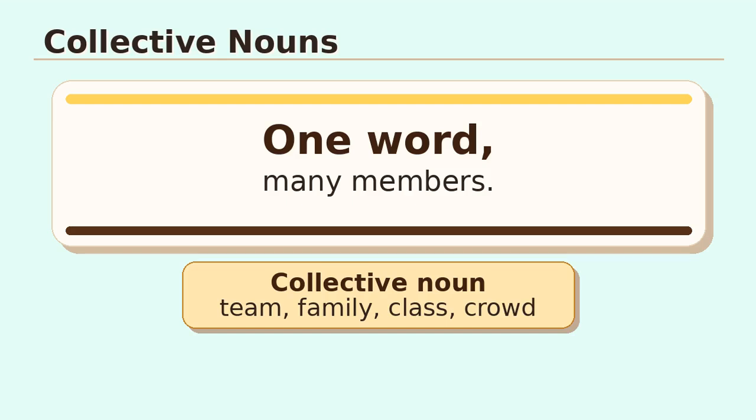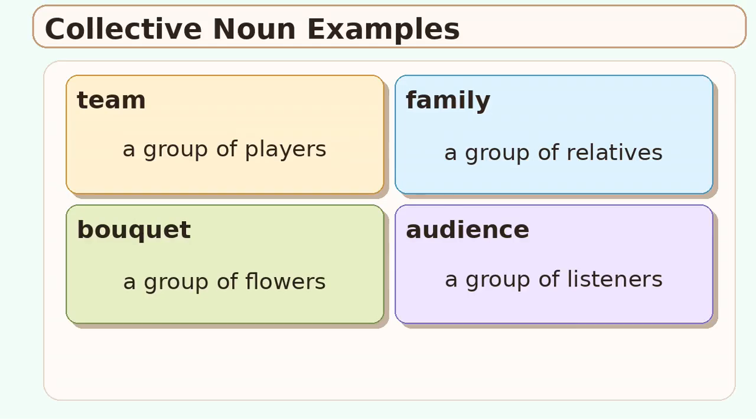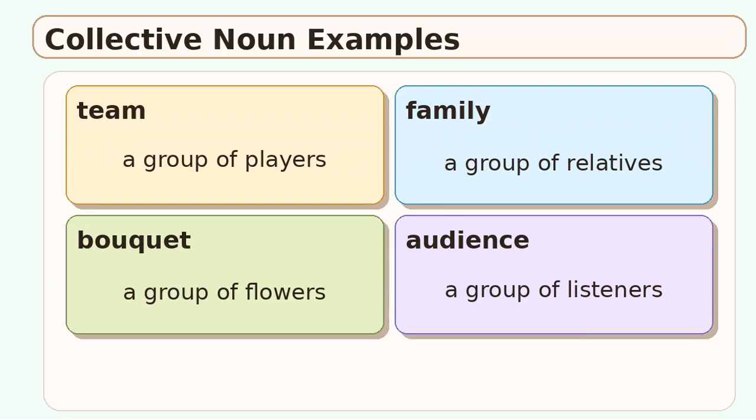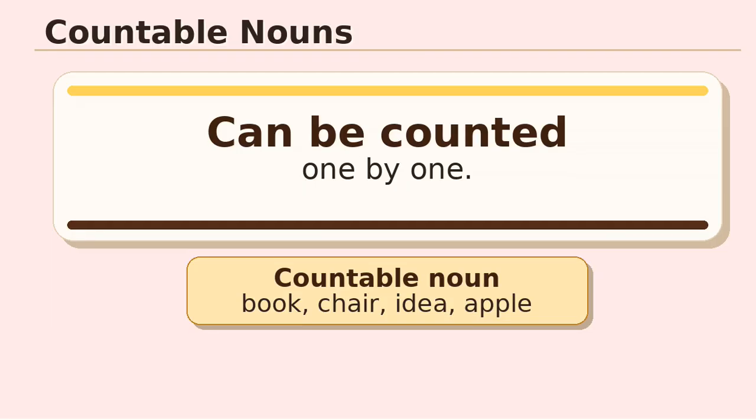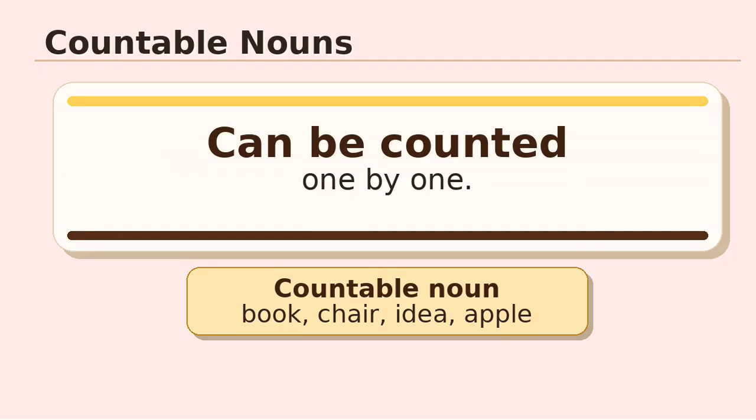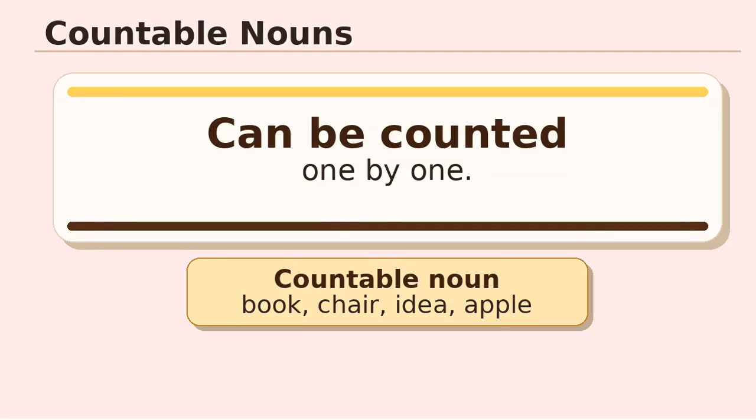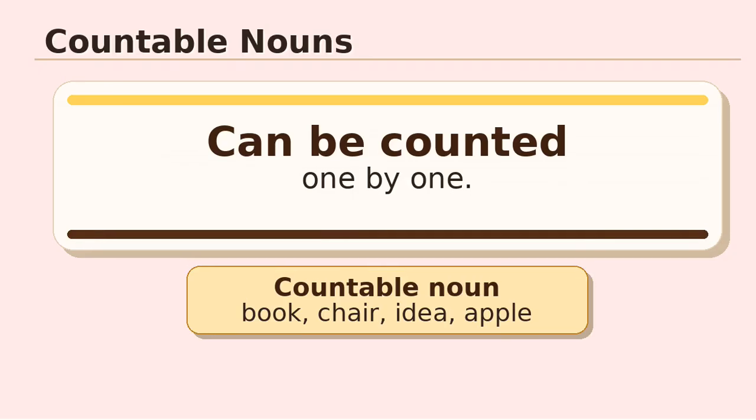A collective noun names a group treated as one unit. In simple grammar lessons, we usually treat the whole group as one naming word. In each example, many people or things are included, but the sentence uses one collective name. Countable nouns can be counted as 1, 2, 3, and so on. They usually have singular and plural forms.